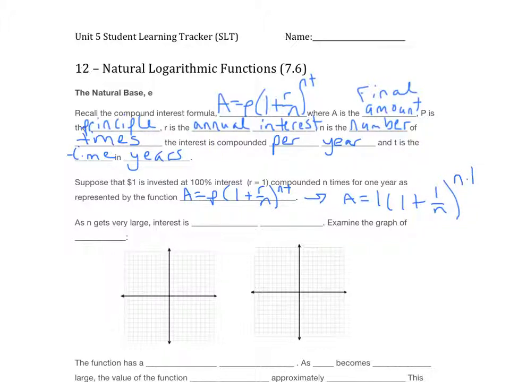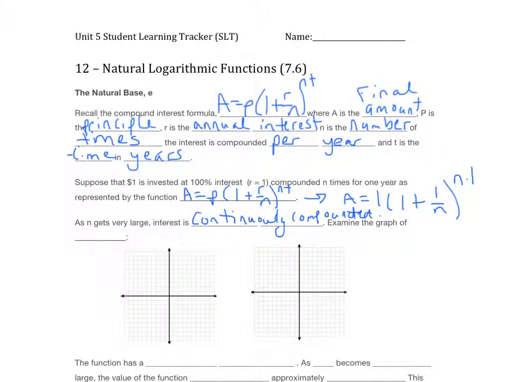So if we take this formula and put it into the calculator and use x for our n, then what we will notice is that it will be approaching a particular value. Kind of looks like it would go on forever, but it actually approaches one particular value. So as n gets very large, interest is continuously compounded, because n just keeps getting bigger and bigger.